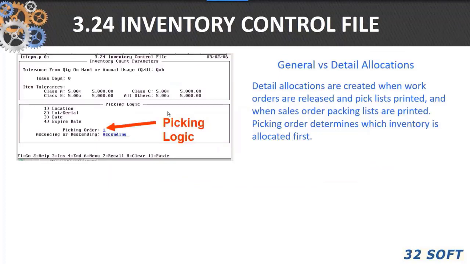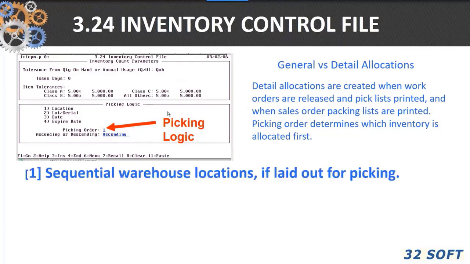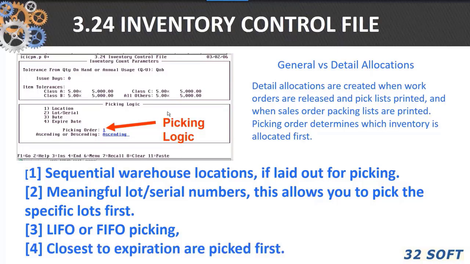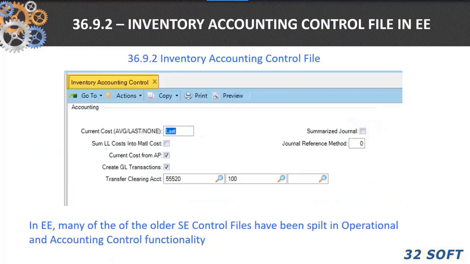That inventory control 3.4 or 3.24 also has picking logic in it. Picking logic says how you're going to allocate parts at the detail level when you're going to release pick lists and sales orders. You can either do it by warehouse location. If you've got meaningful lot numbers, you can use those. You can do LIFO or FIFO. This is very common in the life science areas, or you can use expiration date. There's lots of ways that you can do that. Once you pick that, be cautious. Changing that is probably problematic.